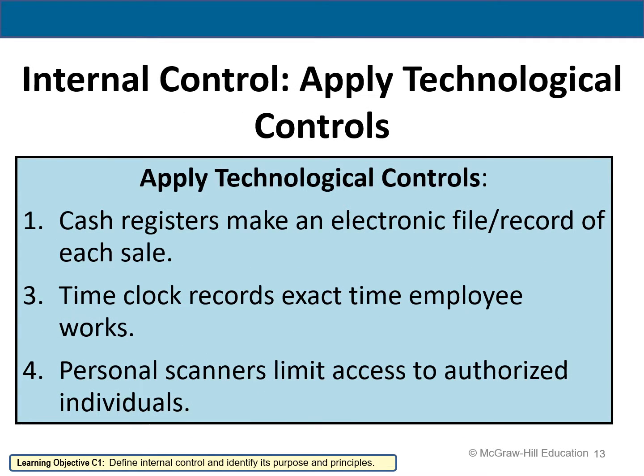And then technological controls. So cash registers can make an electronic file or record of each sale. Time clocks can record the exact time employees work. Personal scanners can limit access to authorized individuals. Okay.